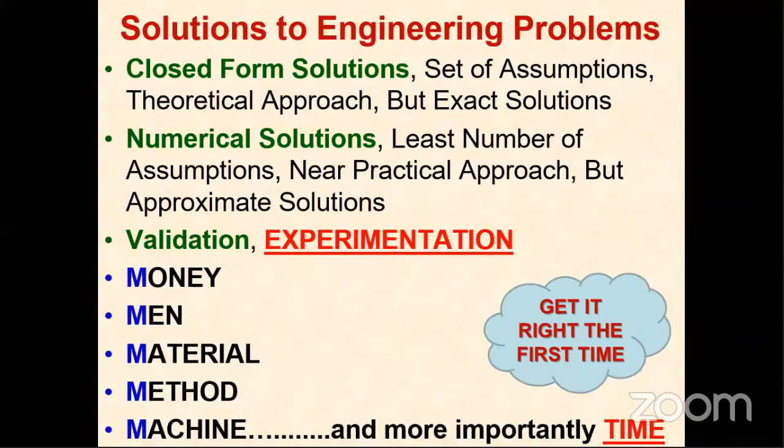If I have to experiment with anything, say starting a business, or conducting a rocket launch, I require money. What is required for experimentation is money, men, material, method, machine, and most importantly, time. So you require money, men, material, method, machine, and more importantly, time. Hence, to conserve time, get it right the first time.